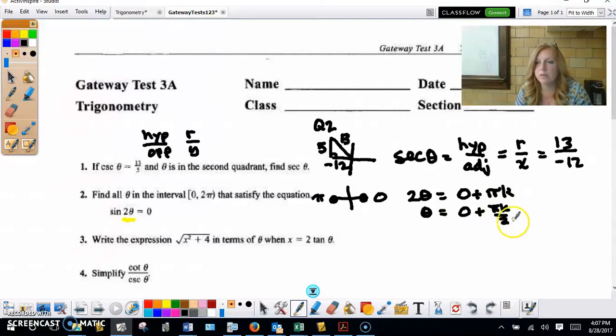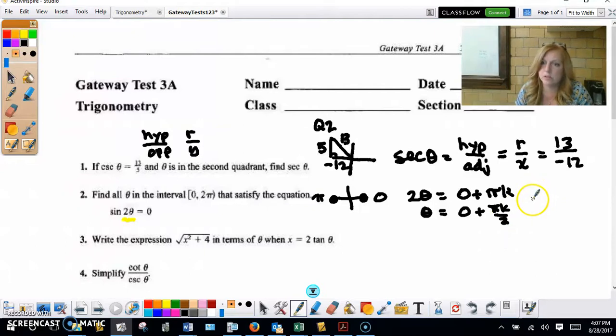Again, take notice that what you have right here has to do with the period of the graph. If I have a 2 theta, what you've done is a horizontal shrink. So there are twice as many periods between 0 and 2 pi, or the period is half of what it used to be. So once I have that, I basically let k be 0, 1, 2, 3, and so on.